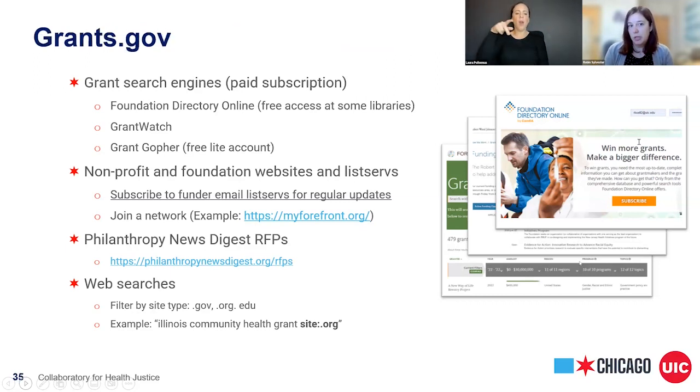Philanthropy News Digest, which is listed here as well, is a free listing of calls for applications. It's limited because it's not a search tool and funders have to choose to post here, but it's a good way to get familiar with seeing calls for proposals from nonprofit organizations and a way to start bookmarking some to come back and visit later. And then lastly, I'll just mention that modifying web searches to limit the site to an address ending in .gov, .edu, or .org can also be an easy, free, and effective way to search.